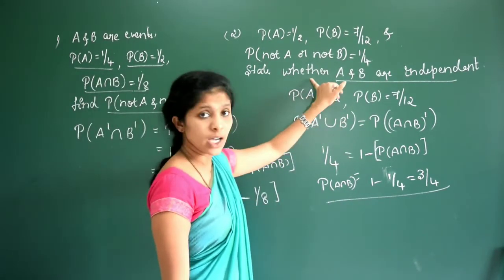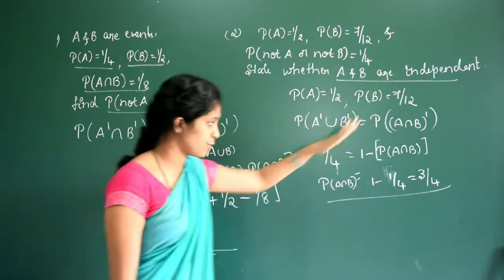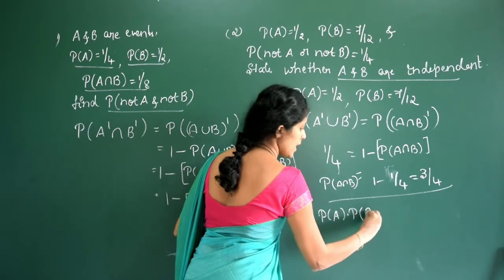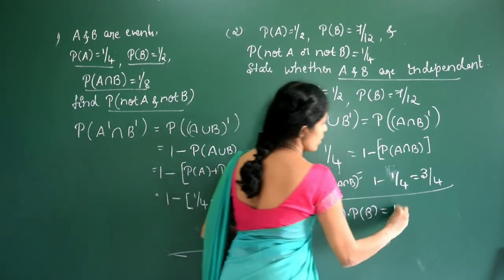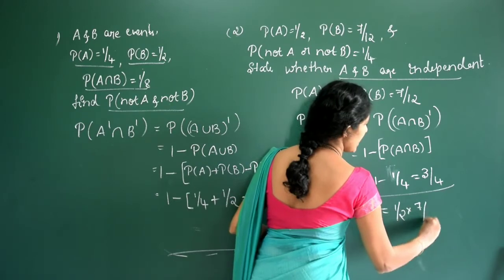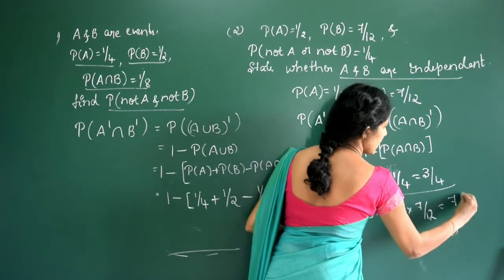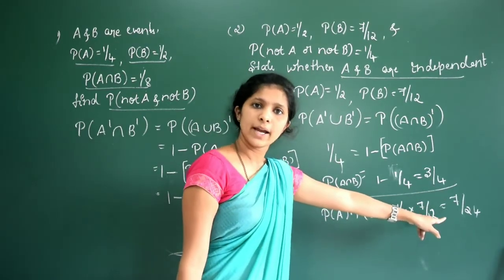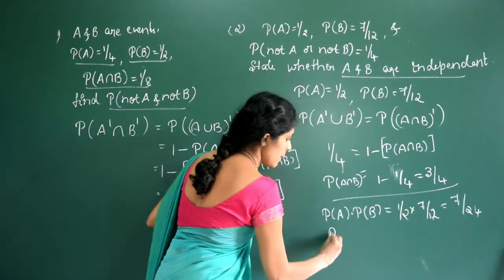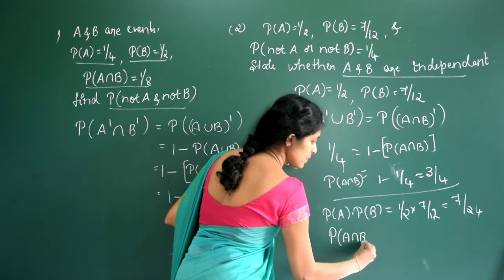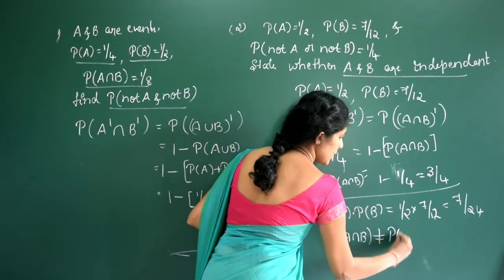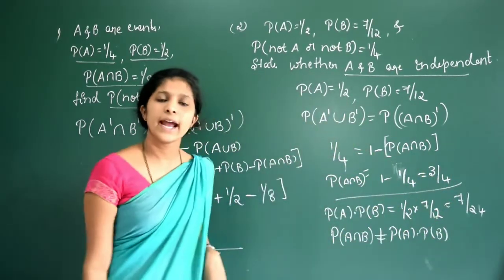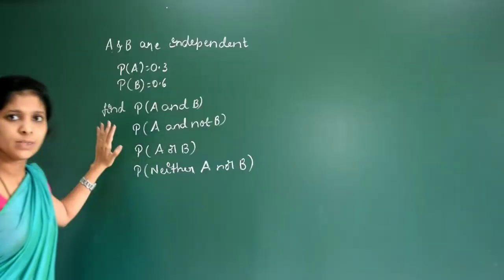What you have to check is whether A and B are independent. For that we need to find the value of P of A into P of B. Probability of A is given 1 by 2, into 7 by 12. So this is equal to 7 by 24. You can observe here 3 by 4 is not equal to 7 by 24. So we can write P of A intersection B is not equal to P of A into P of B. By this we can say that A and B are not independent. So you have to solve this.